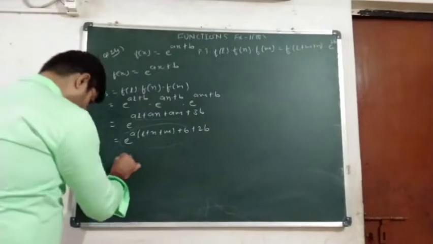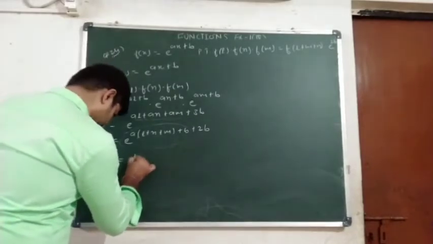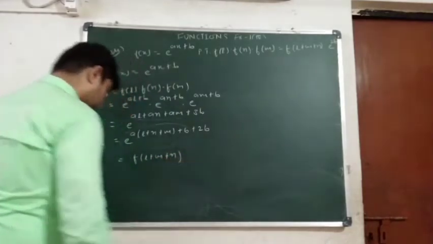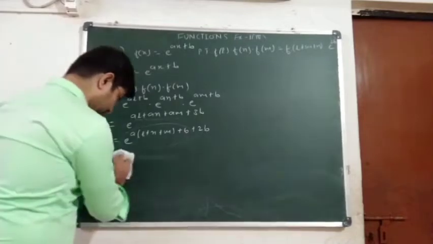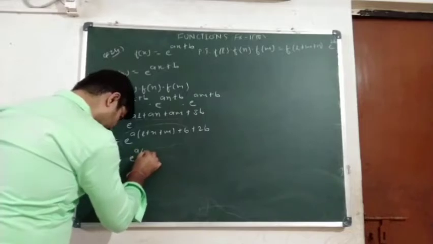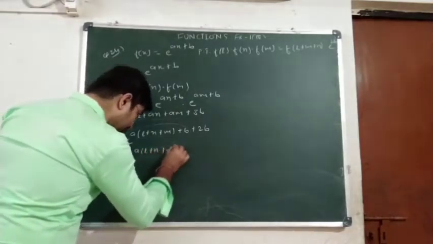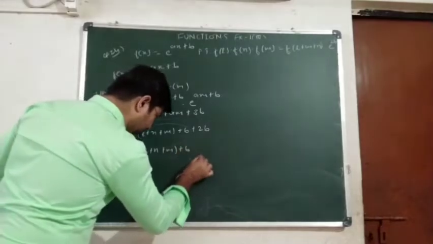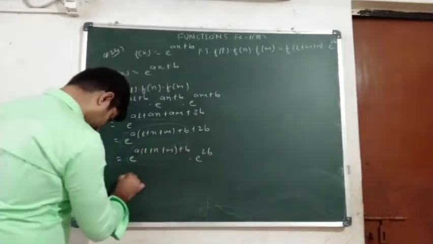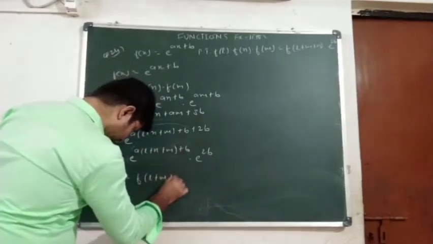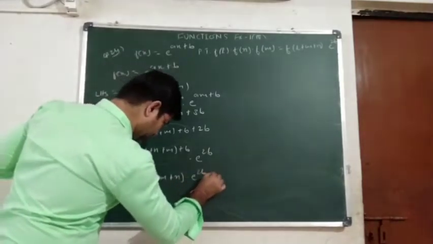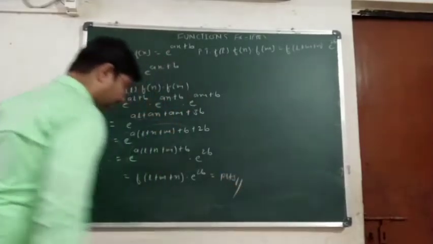So for this we will substitute it as equal to f of l plus m plus n, or one more step we can write. Let us simplify one more step. e raised to a into l plus n plus m plus b into e raised to 2b. Yes or no? We have split here, and now this is f of l plus m plus n into e raised to 2b, which is equal to RHS. Please note down.